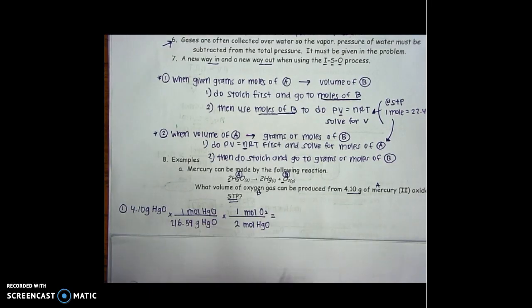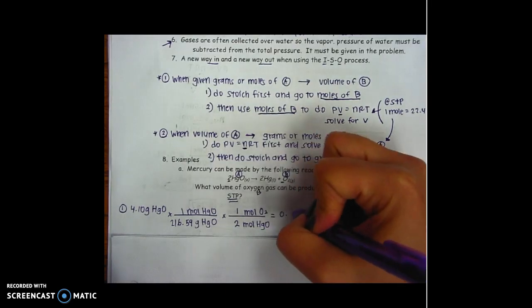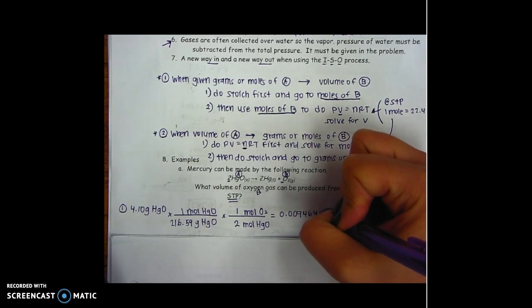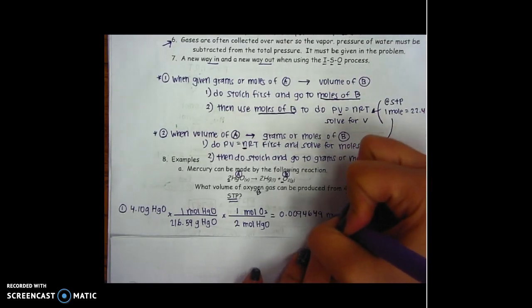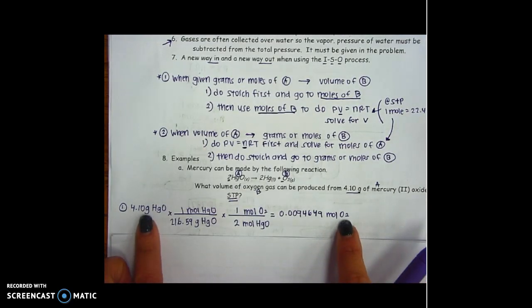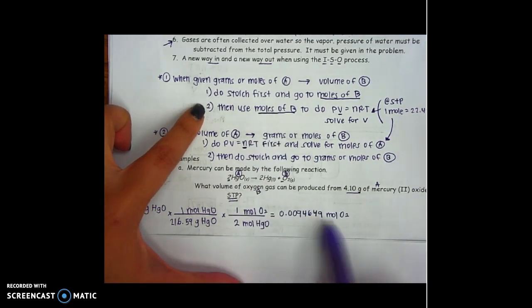I'm going to punch this out on my calculator, and I have 4.10 times 1 times 1, and I'm going to divide it by parentheses 216.59 times 2 parentheses. I'm not going to round off my answer yet because you want to round at the final part, so I'm just going to take it to a lot of digits here. But this is how many moles of O2 I have. So see how we did stoich to go from A over to B? Now the second step says use the moles of B that we just got. We just did that right here.